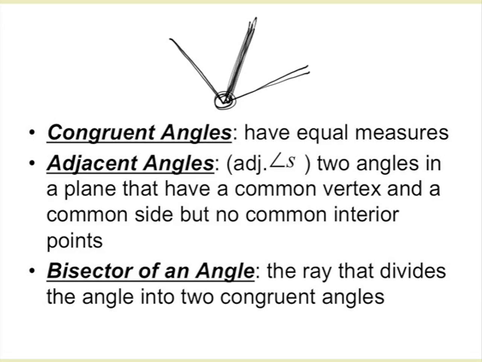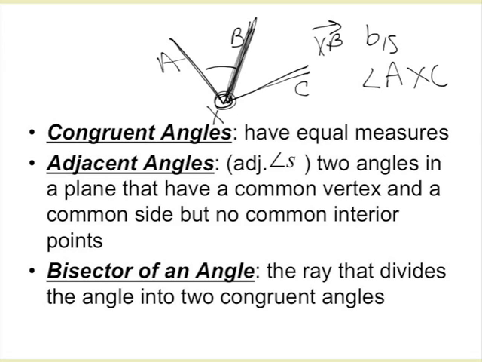A bisector of an angle is a ray that divides the angle into two equal pieces. So if I put some letters in here, if XB is a bisector of angle AXC, then those two angles would be equal sizes. Okay? Questions?